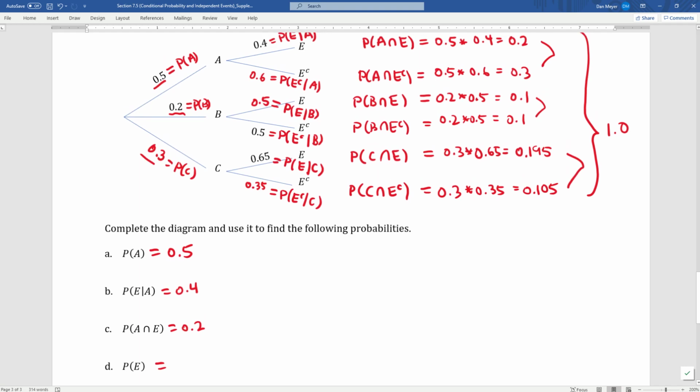A and E was 0.2. B and E 0.1, and C and E 0.195, and I think those add up to 0.495. Let me do a quick double check on that. 0.2 plus 0.1 plus 0.195. Yep, 0.495.